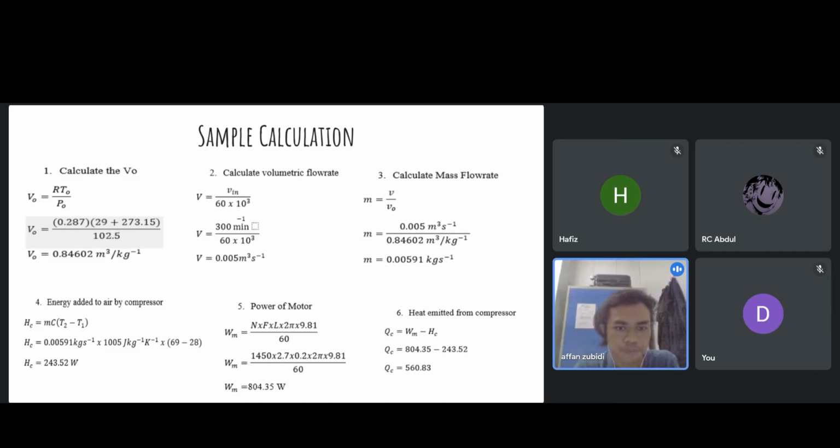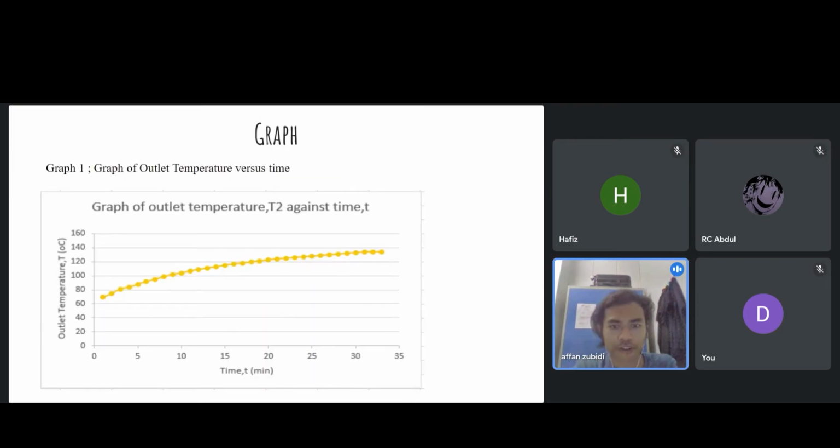Before we calculate the QC, or heat emitted from compressor, we should calculate power of motor using this formula as we can see here. So we get the power of motor equals 804.35 watt. And then we can move to calculate the QC for the last step, which is using the power of motor minus energy added to air in step 4 and step 5 just now. So we got the QC equals 560.83. All right, next slide.